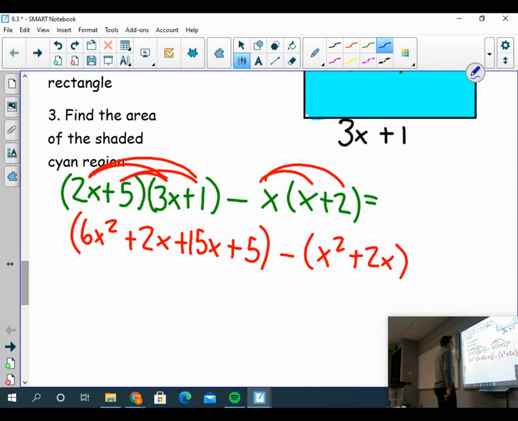And now this actually looks like a problem from 9.1. I'm going to distribute my negative through. And maybe you already did that in the step above, which is fine.